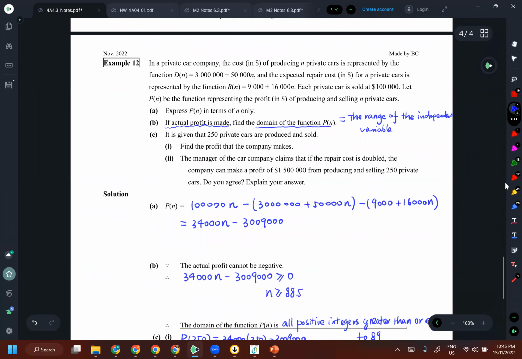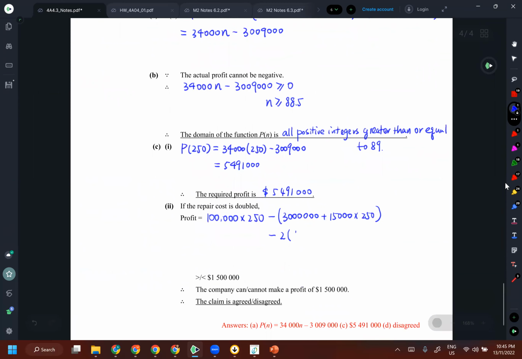9,000 plus 16,000, and we just need to find it again. And this value is greater than or smaller than? Let's find out.